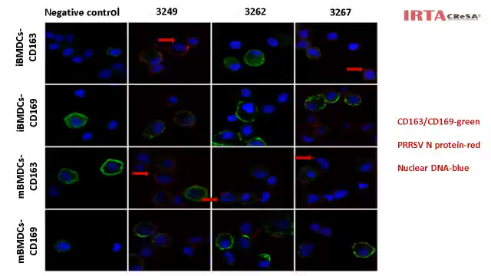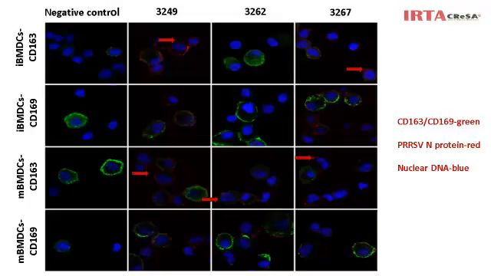Firstly, these pictures are the confocal images of the viral attachment. There are four columns in total. They are, separately, the negative control and the three isolates 3249, 3262, 3267. The first two rows are about the viral attachment on immature bone marrow-derived dendritic cells. The last two rows are on the mature bone marrow-derived dendritic cells.